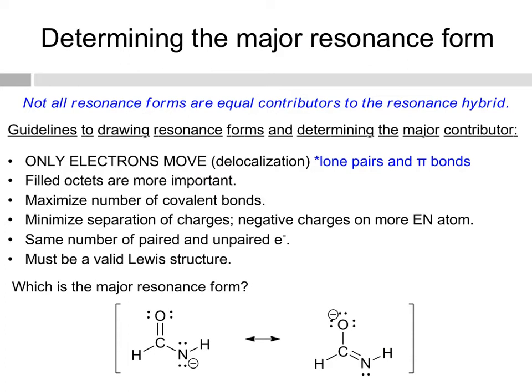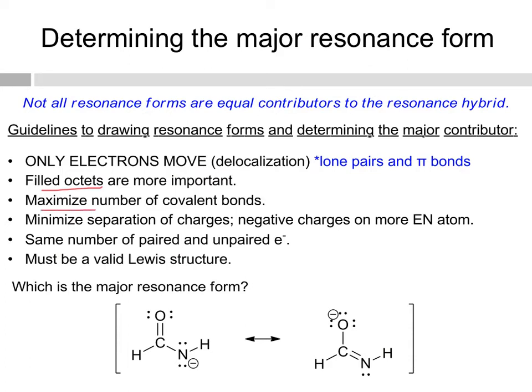Now let's look at the 3 guidelines to determine which one is the major contributor. Here what you're looking for is the more stable compound. If it's more stable, then that's a more accurate reflection of the resonance hybrid. Okay, so now let's look at filled octets. In both these structures we have filled octets, so we don't have any distinction that way.